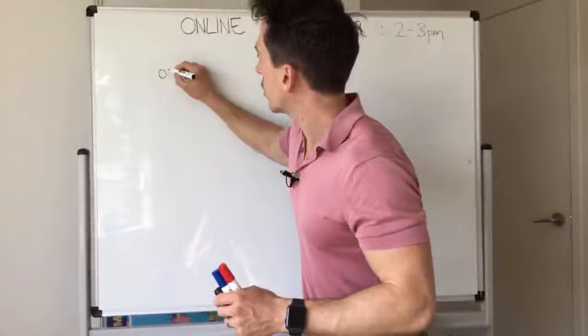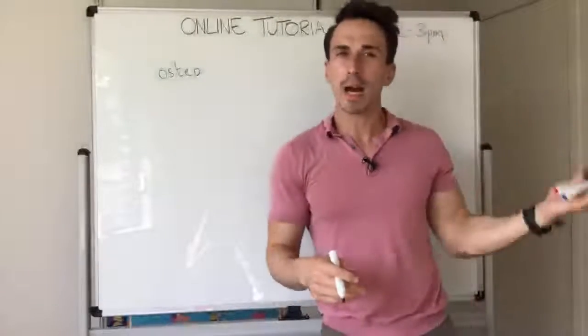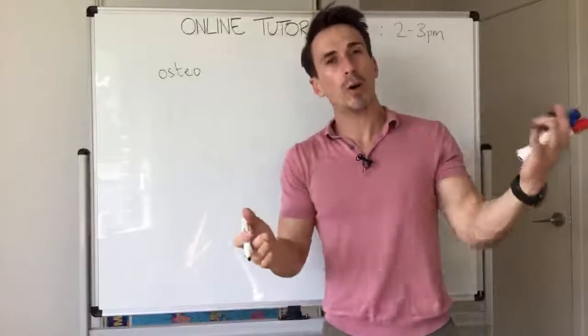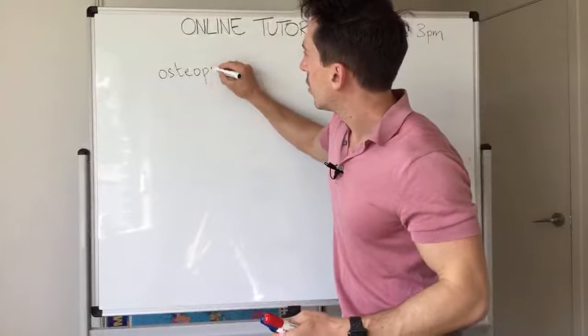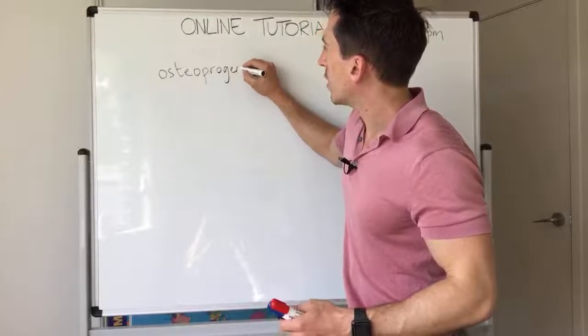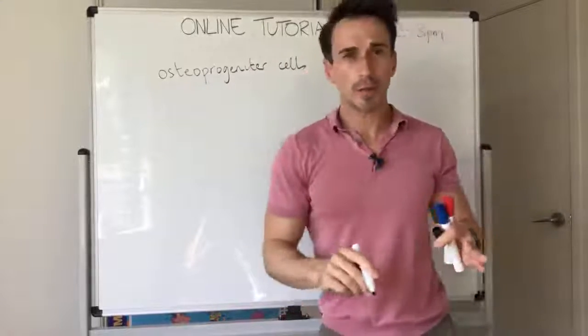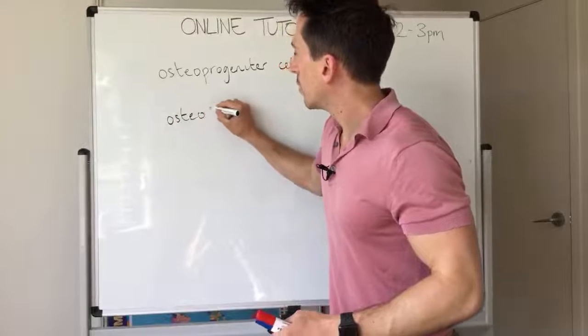Firstly, the prefix is osteo. Remember I said chondro for cartilage? Osteo is for bone. So anytime you hear osteo, think bone, chondro, think cartilage. So osteoprogenitor cells, they're the first type you need to know. Second type is osteoblasts.